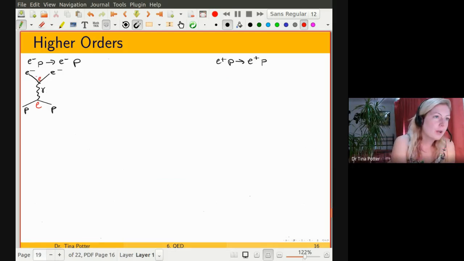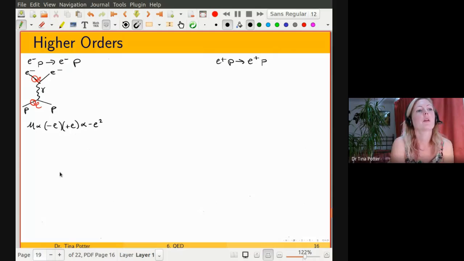Now, this is where I'm going to highlight the need to write down Q. Because Q in this case is negative for our electrons and positive for our protons. And so if we write down our matrix element here, it's going to be proportional to, let's have a look at this vertex here, minus E multiplied by plus E. So it's going to be proportional to minus E squared. Okay. Now let's consider positron-proton scattering. So it's the same diagram.